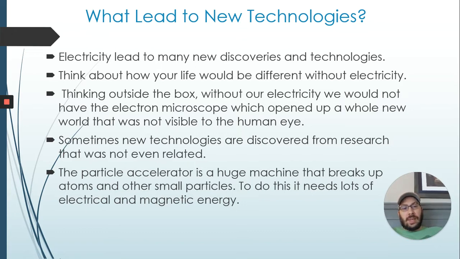Okay, and a whole bunch of waves went all over the city, and it hit this guy, and now he runs really, really fast. Well, that's not what a particle accelerator is for. Okay, that's not what it's designed for. That's just science fiction. But the particle accelerator is actually a huge machine that breaks up atoms and other small particles. And to do this, you need a lot of electrical and magnetic energy. Okay?